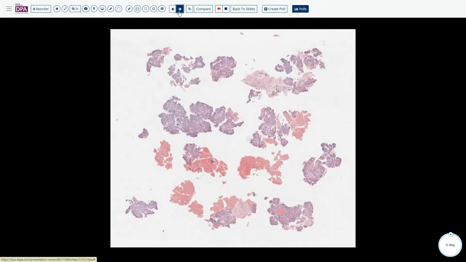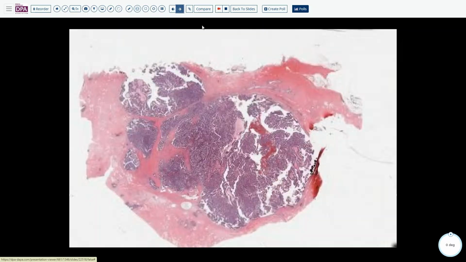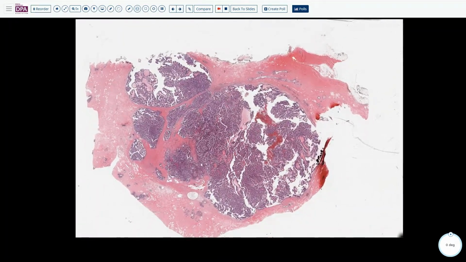Okay, and then cases 4 and 5 have the same diagnosis. We can talk about this one first because this one is much easier.